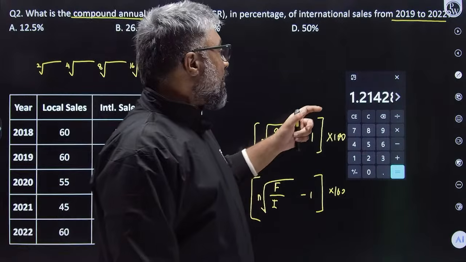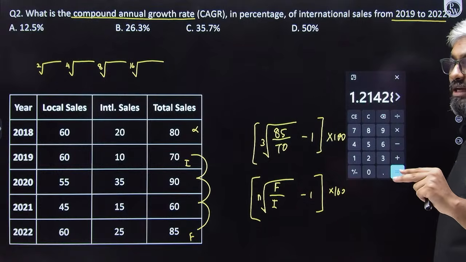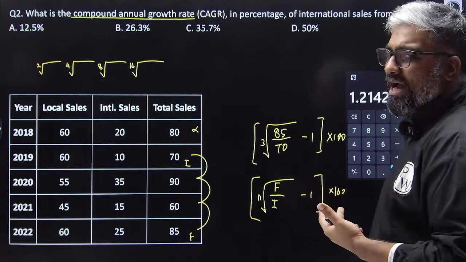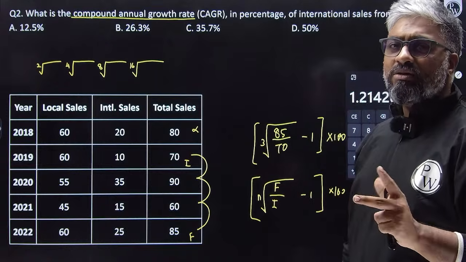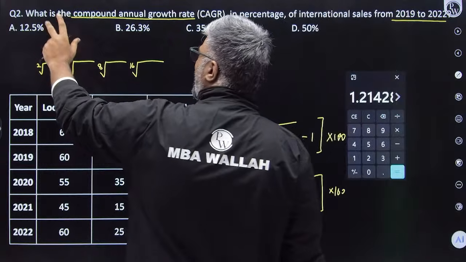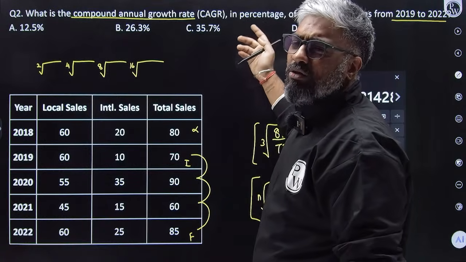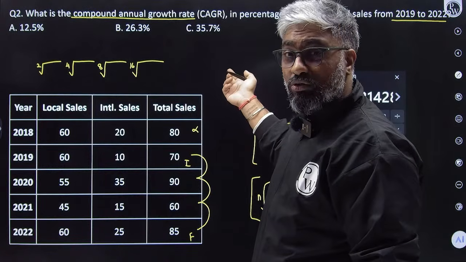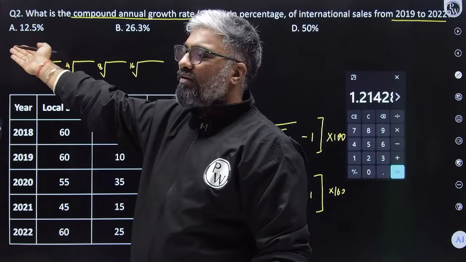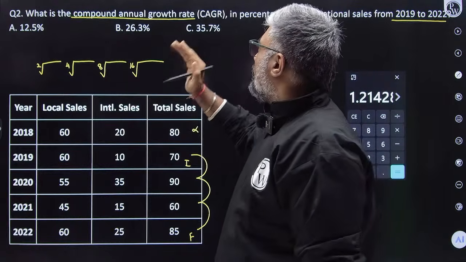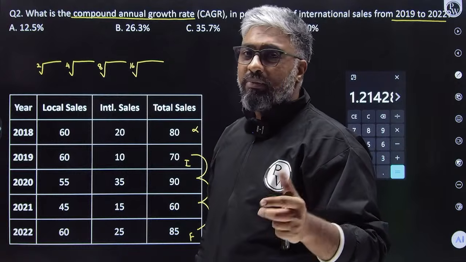So what do I want to do? I want to take the cube root of this, which cannot happen in our CAT calculator. So I choose one of the values, any one value. All these values are random. I can check with 50% first, but I know 50% is not possible because it's too big a value. I can check with 35, 26, and 12.5, but I know these are very awkward values. So I'll look at an easier number.